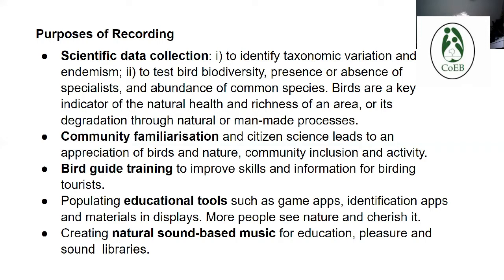So you can see from that, if you look at the range of bird species, their requirements cover a wide range of biodiversity. And so the presence or absence of birds, particularly specialist birds with specialist needs, and indeed the abundance of common species, just how many are there or not there, are a very good indicator of the natural health and richness of an area. And indeed, if those birds are absent or very low in numbers, it's a very good indication of the degradation of an area through natural or man-made processes. So bird life is a very good measure of what is going on in an area. Have a look at the introduction recording to see that in some more detail.